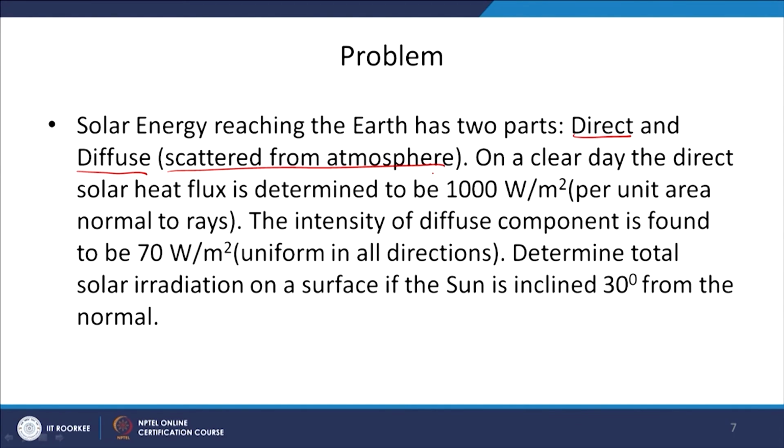Now, on a clear day the direct solar heat flux is determined to be 1000 watt per meter square, normal to the rays. The intensity of the diffuse component is also found to be 70 watt per meter square, and it is uniform in all directions, that means it is diffuse. Now, we have to determine the total solar irradiation on a surface if the sun is inclined 30 degrees from the normal. Let us solve this problem.